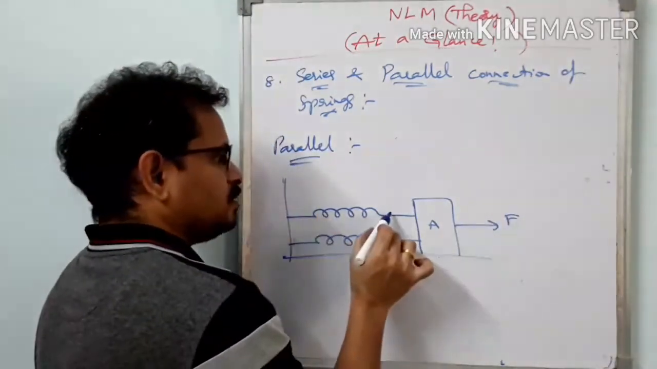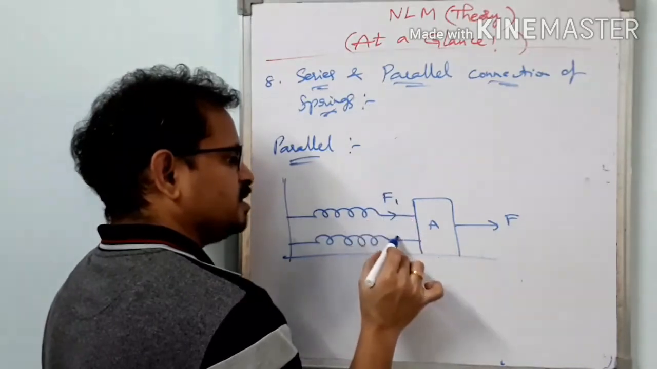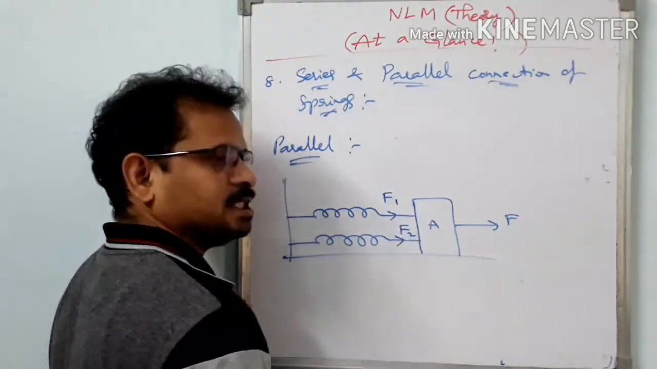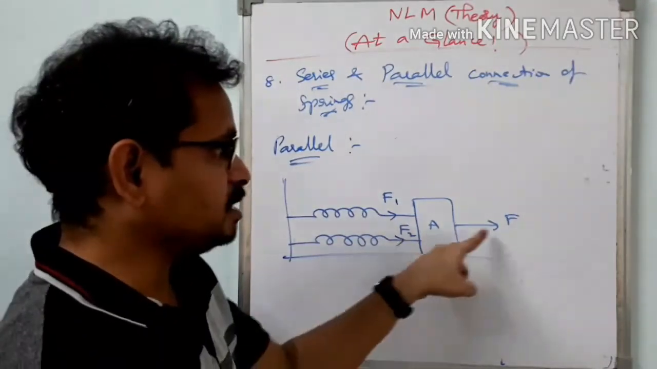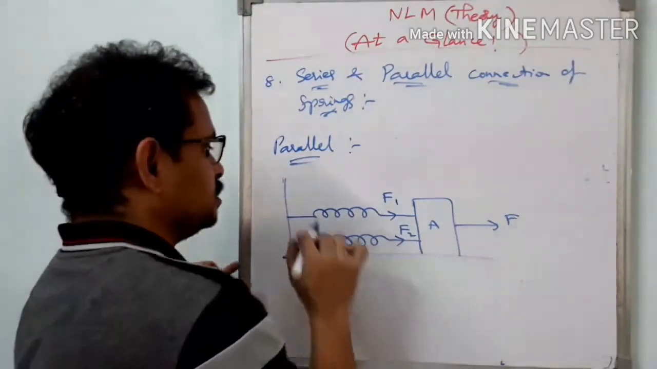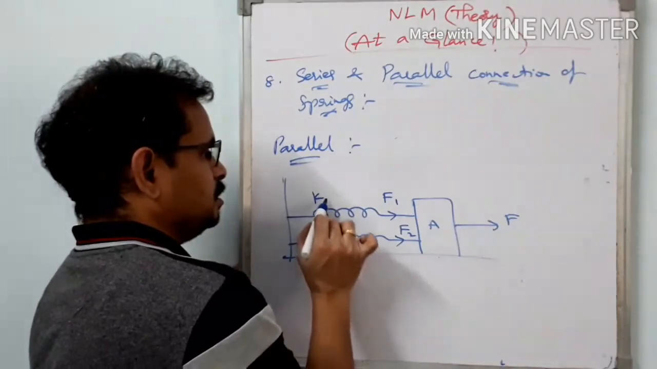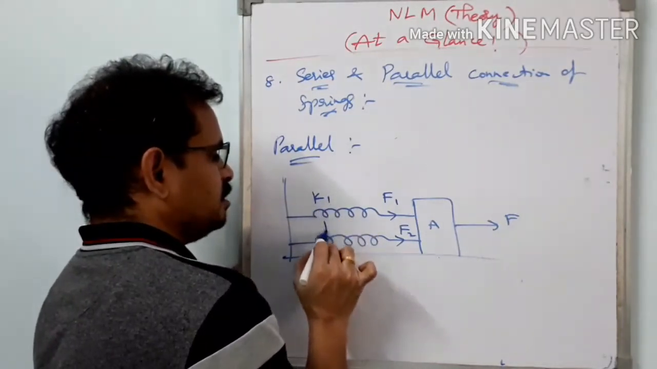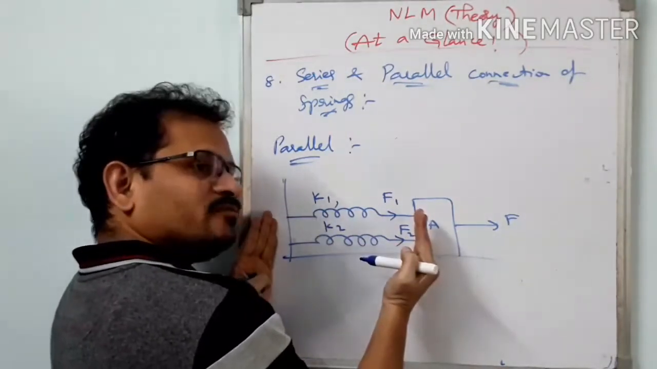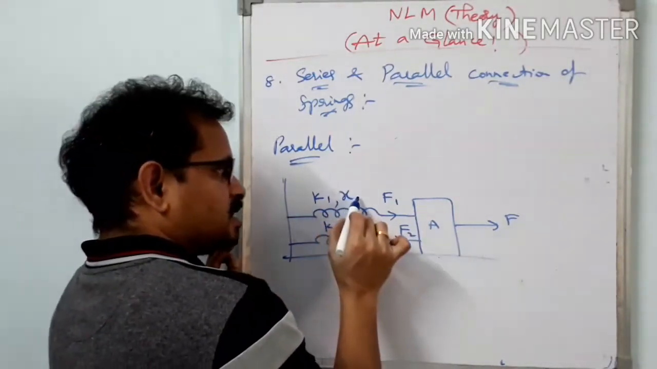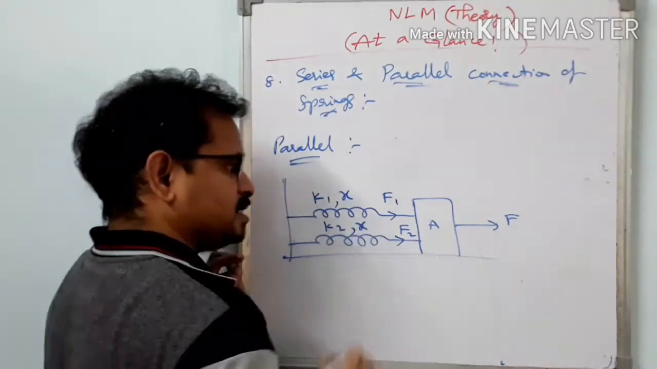But here across this spring the force is F1, across the other spring the force is F2. So equal force is not acting on them. They are not sharing this force equally. Suppose here the spring has force constant K1, and K2 here, but see, the elongation is the same in both of them. It is x here, and here also it is x only.